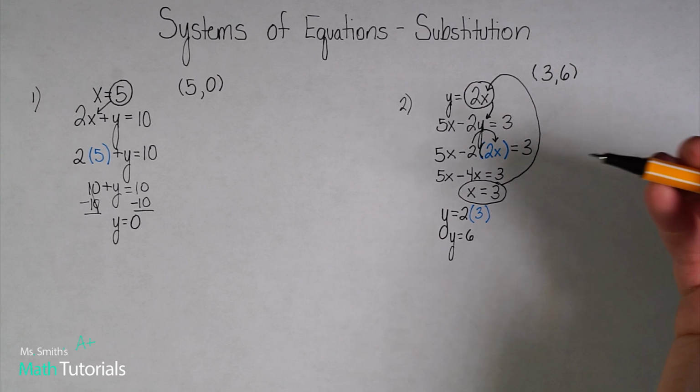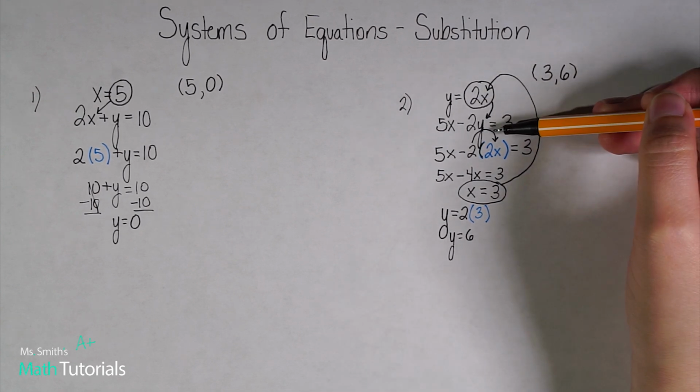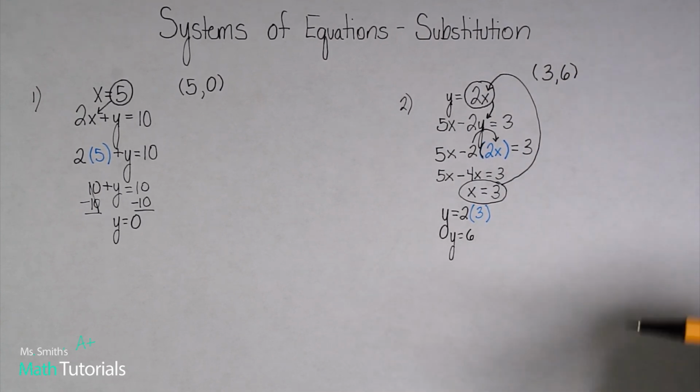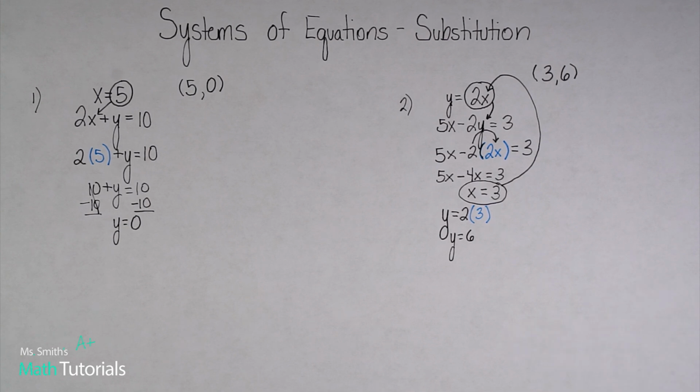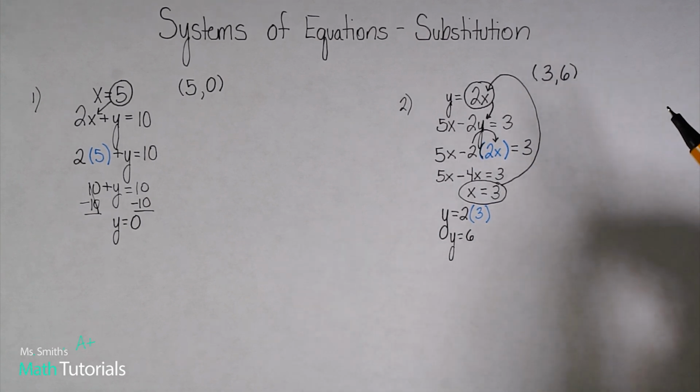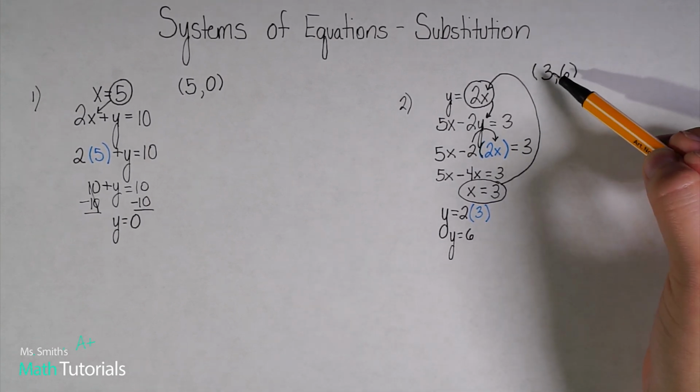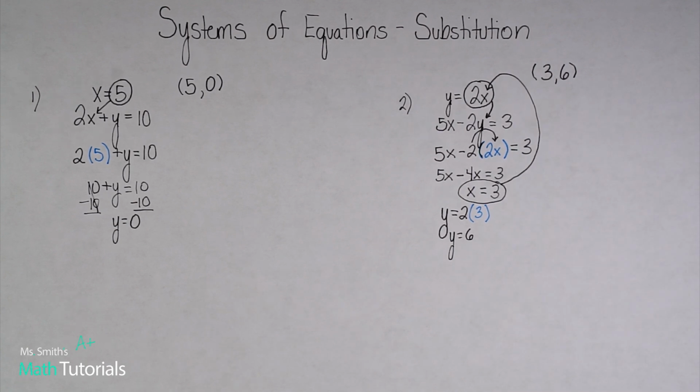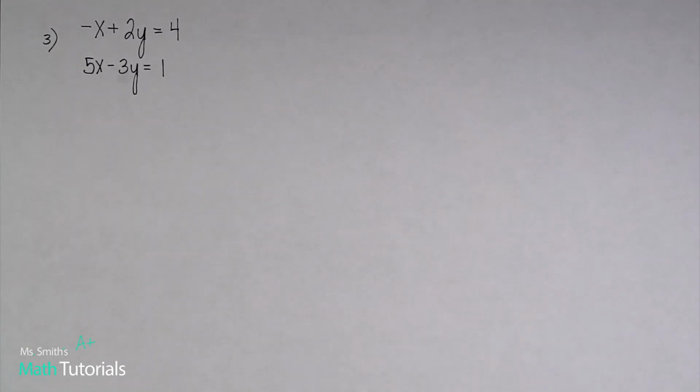So I know that these two lines have an intersecting point of 3 and 6. Sorry, I said that wrong. An intersecting point of (3, 6). Let's look at another example of this.